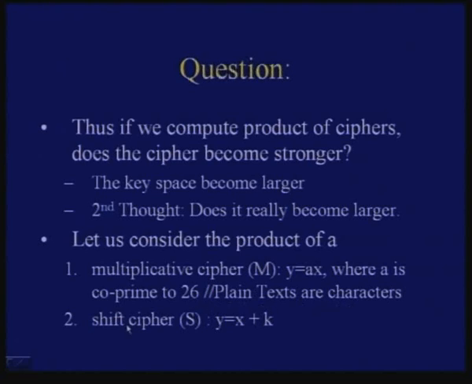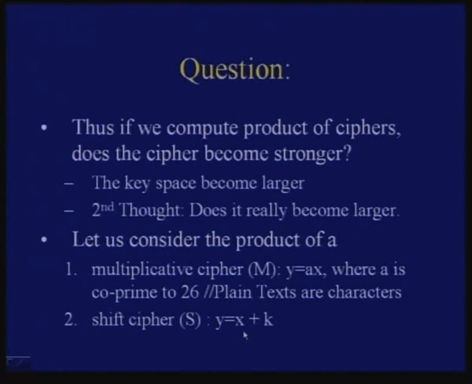And next you consider a shift cipher, where you take x and add k to it. So this is my M and this is my S. This was an example of a permutation cipher, and this was an example of a substitution cipher.